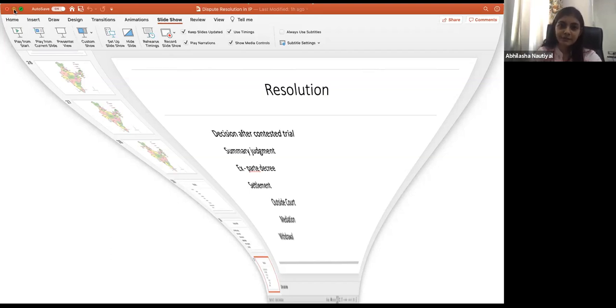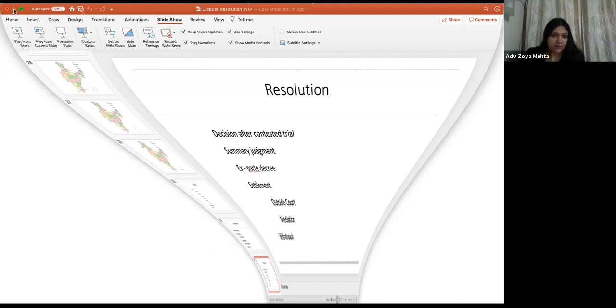Great. The next question is, please explain the confidentiality of subject matter of dispute among the parties and how arbitration is a better forum over litigation.